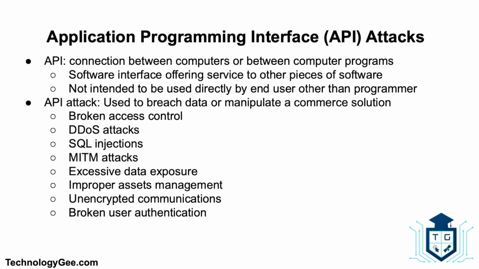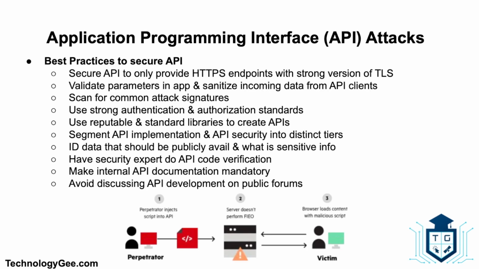An API attack is an abusive or manipulative usage or attempted usage of an API, which is commonly used to breach data or manipulate a commerce solution, such as broken access control, DDoS attacks, SQL injections, man-in-the-middle attacks, excessive data exposure, improper assets management, unencrypted communications, and broken user authentication. And here are some of the recommended best practices for securing APIs.